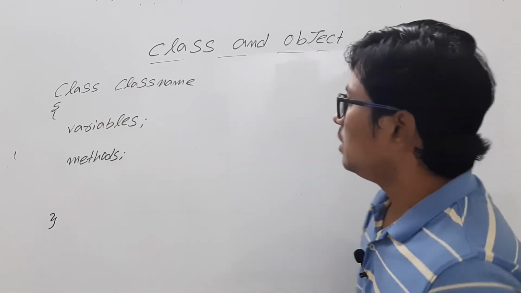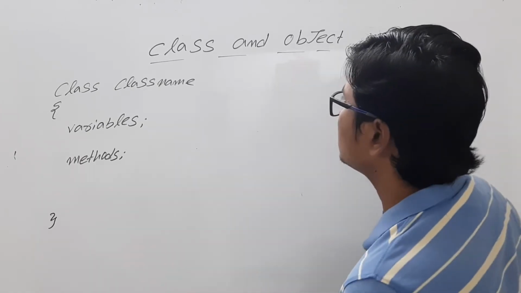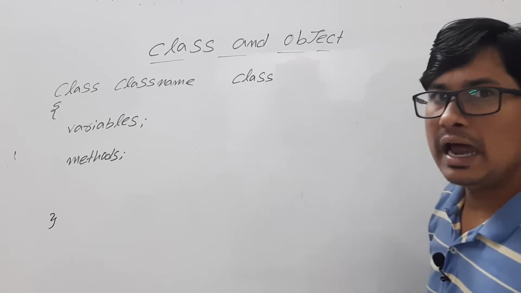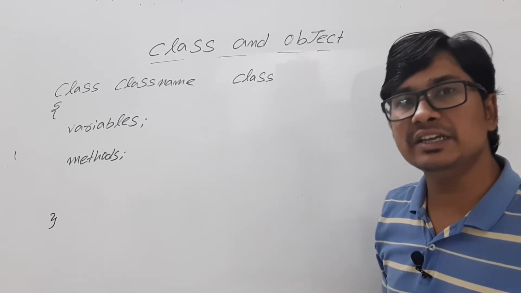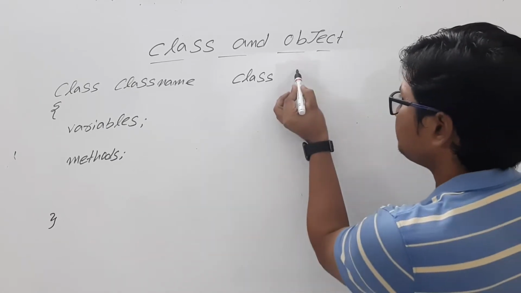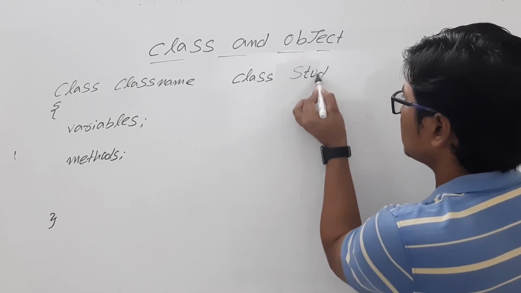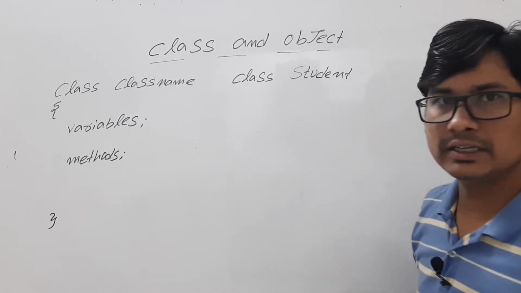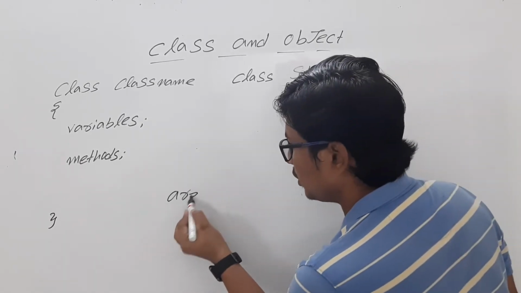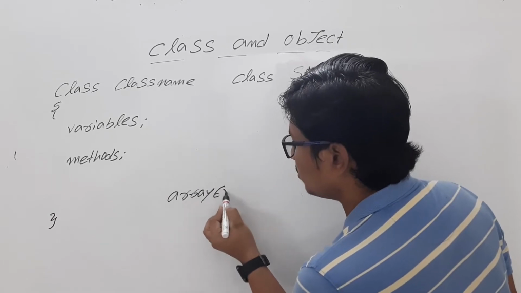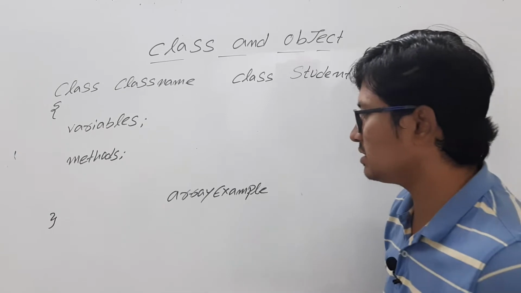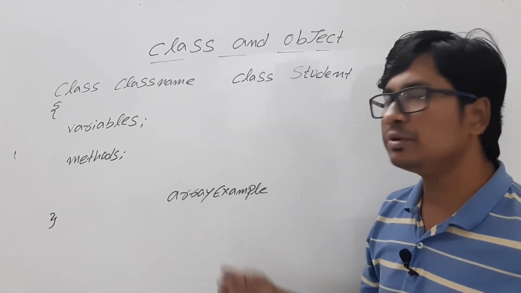Now let me create with a simple example. I have the class keyword, and remember one thing, class name should always start with a capital letter. Suppose I want to write the class name as ArrayExample. Now, how many words are there here? Two words are there. One is Array, which is one word, and Example is another word.